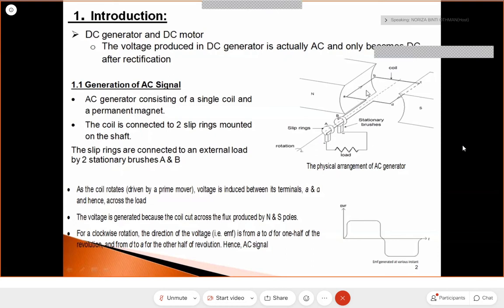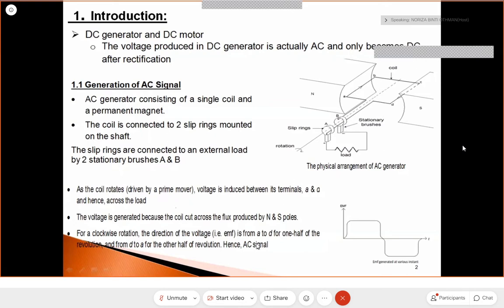So bila the coil rotate, dia akan produce flux. Flux tu between A dengan D lah, maksudnya in between these two magnet ni. So dia akan produce the EMF. Flux ni akan passing through this line ni and then akan pergi ke ring and this akan induce the voltage dekat load tu. So this will produce the load. Okay, for a clockwise rotation, maksudnya rotate in clockwise.